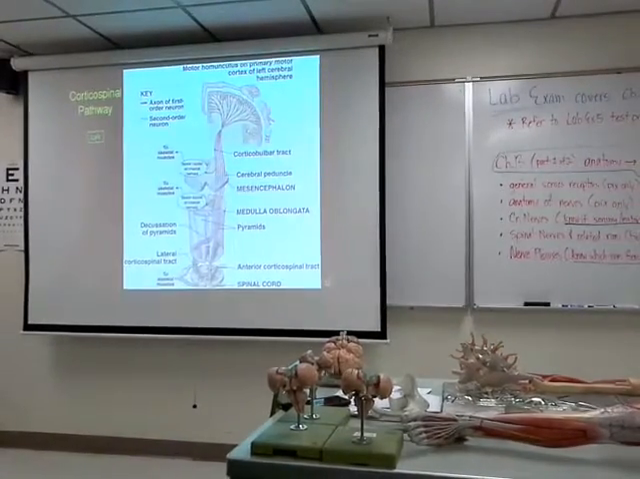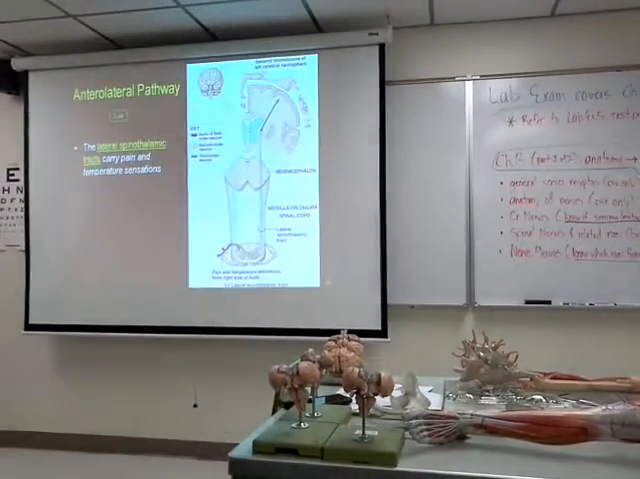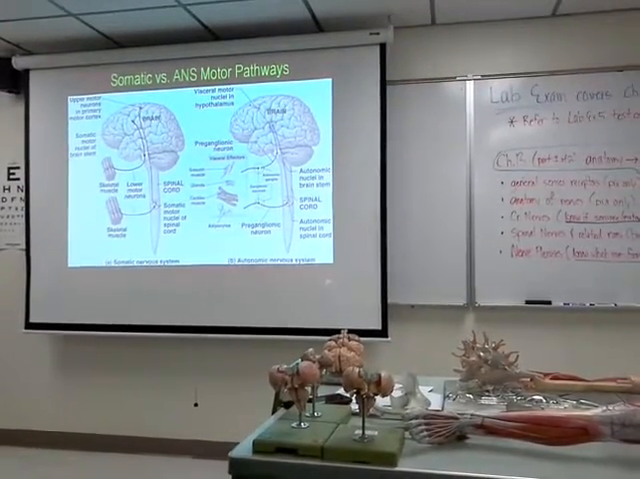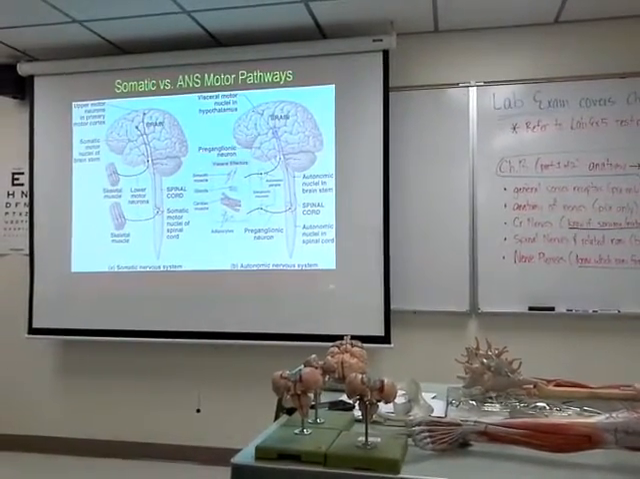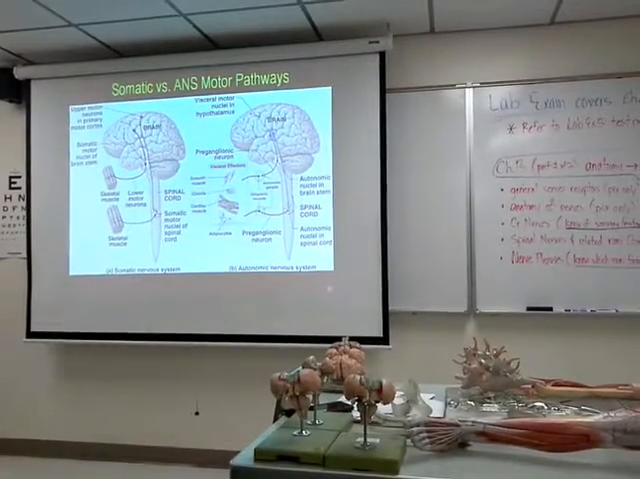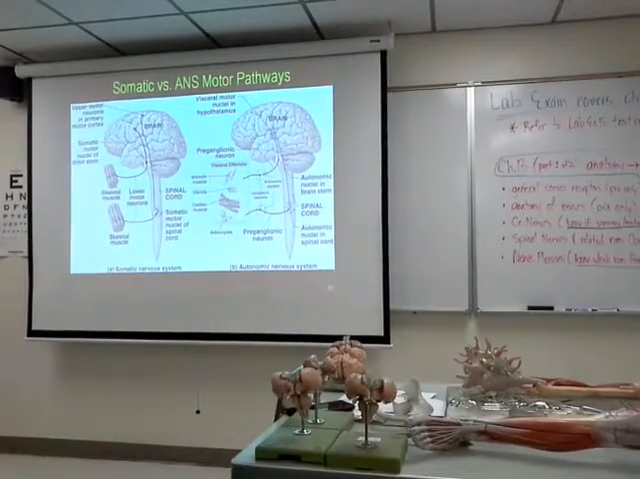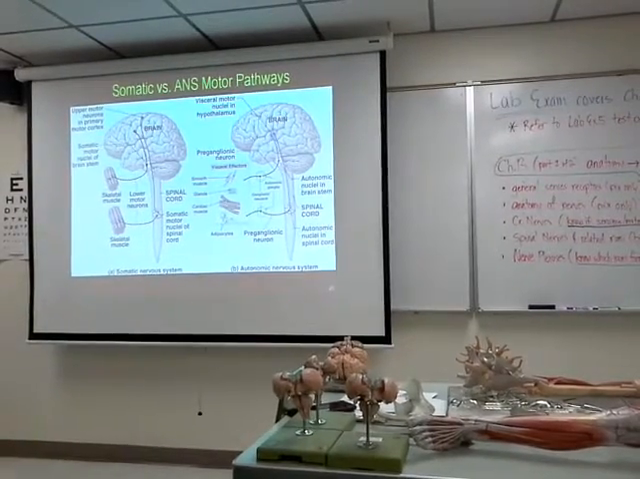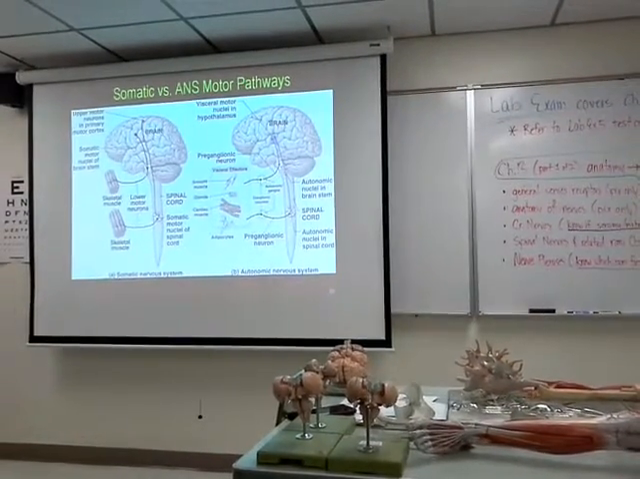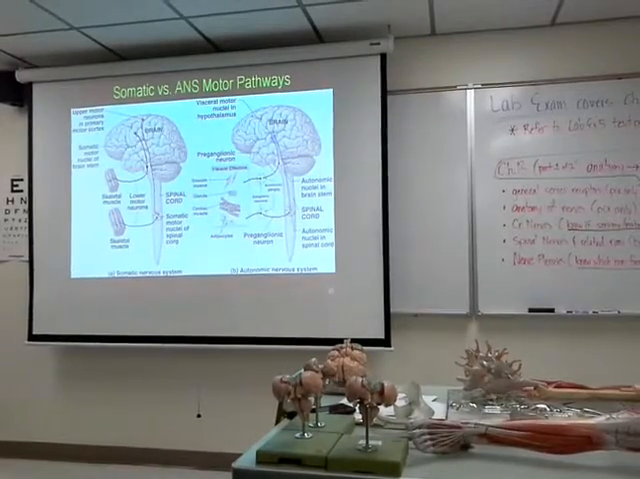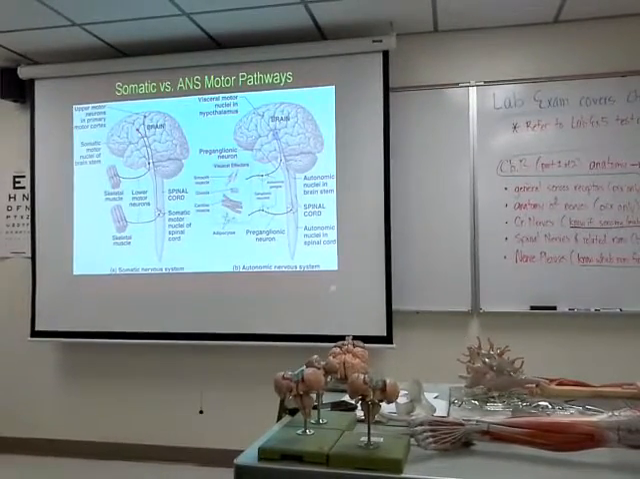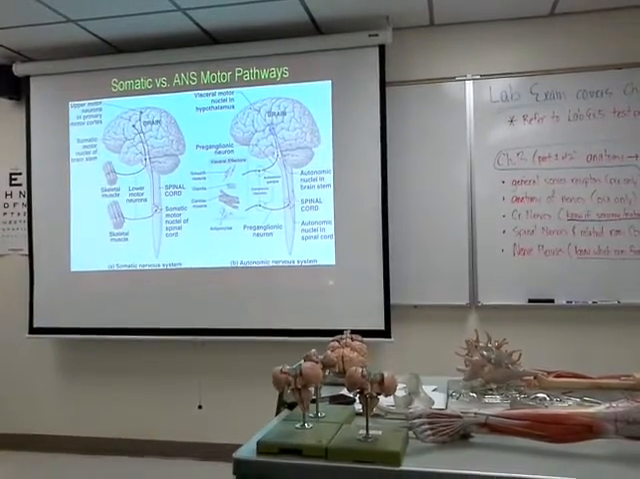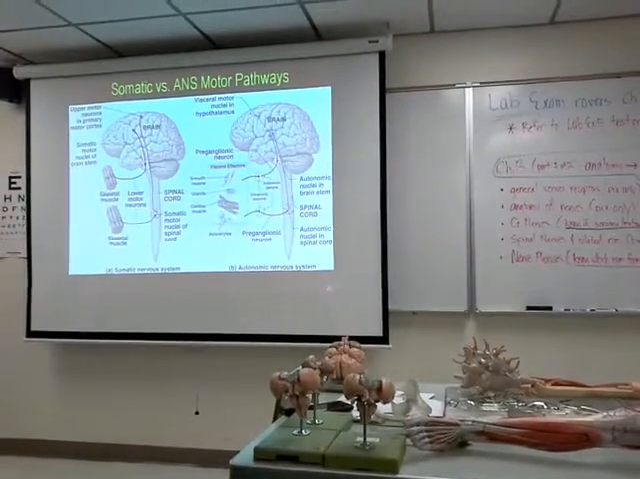So now is this motor or sensory? Descending is motor, ascending is sensory. For descending motor pathways, there's basically 2 types. One that provides voluntary control over skeletal muscles, and the rest, which provide involuntary control over skeletal muscles. The one that provides voluntary control has 3 different names.